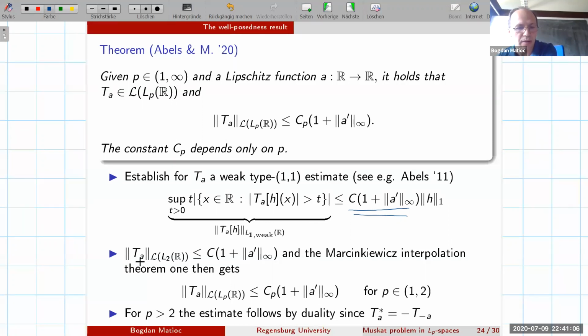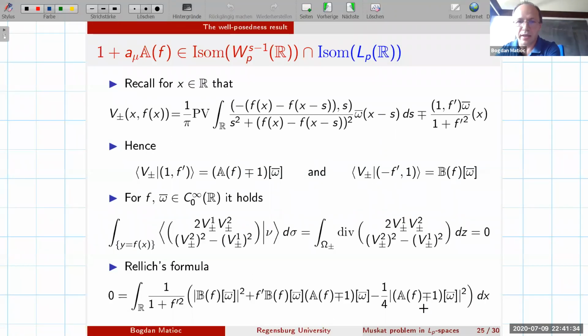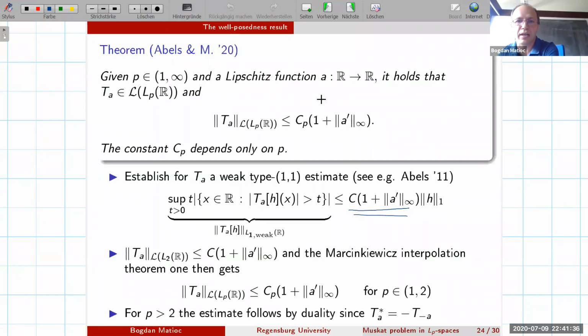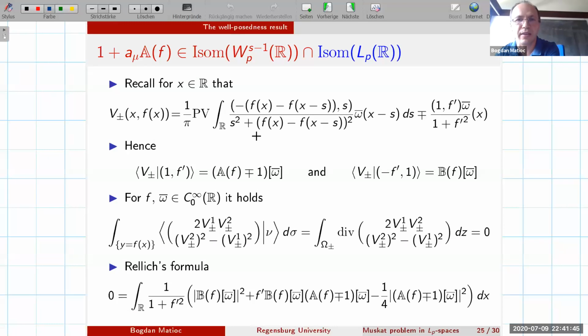And then one can use the result of Murray and the Marcinkiewicz interpolation theorem to prove the desired result for P between 1 and 2. And for P larger than 2, the result follows by duality, because the L2 adjoint of TA is minus T minus A. And this operator, we understand it very well now. Having this result, one can establish many useful mapping properties. There are also other results needed, but this is one of the main results in this first step.